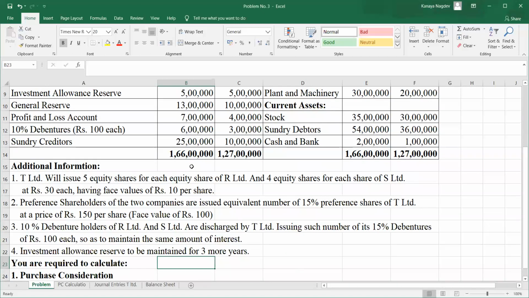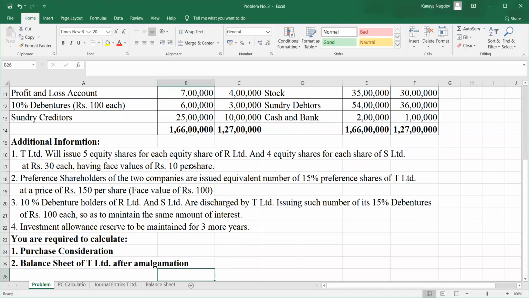Further, it says investment allowance reserve to be maintained for 3 more years. So investment allowance reserve here is considered as statutory reserve, which is required to be maintained for 3 more years by T Limited. So this will be the accounting treatment in the books of T Limited. You are required to calculate purchase consideration and the balance sheet of T Limited after amalgamation. So here we are supposed to calculate purchase consideration as well as the balance sheet of T Limited. We will see purchase consideration.